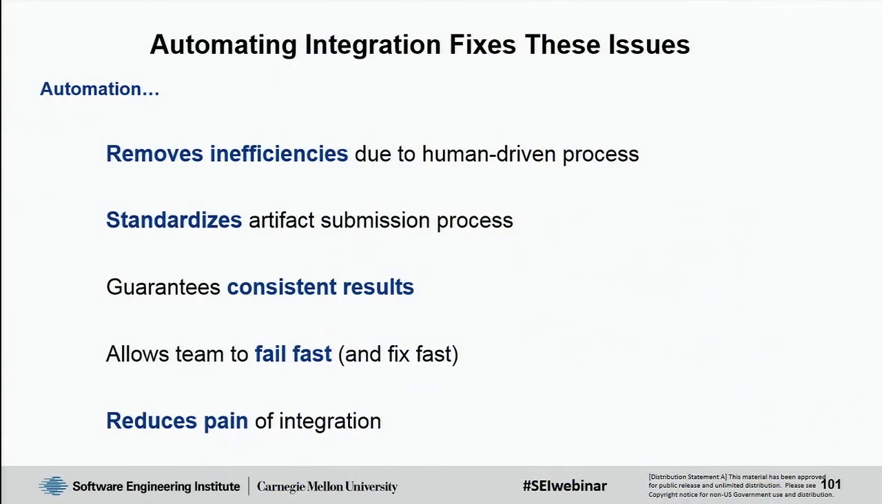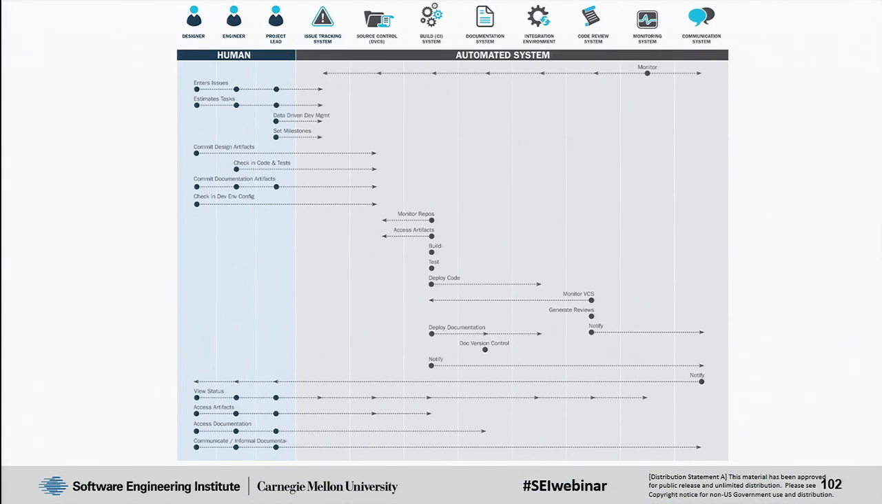Let's deep dive into the integration and what automation means. Having automation is going to fix the inefficiencies, create standardized artifact submissions, guarantee consistent results, fail tests, and reduce the pain of integration. I'm going to go one more step. That's a typical software development process, including the components and all the other development teams.